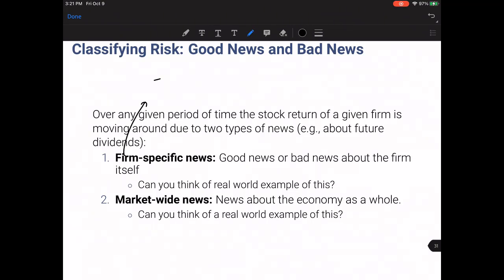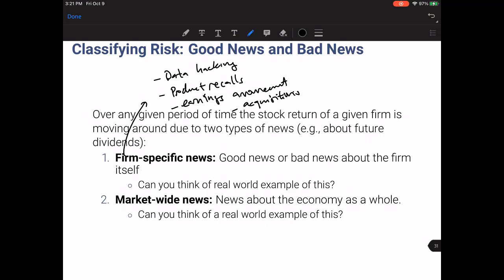So things like data hacking, product recalls, earnings announcements, acquisitions. These are things that impact that particular firm only and not necessarily any other firm. However, there are other things that impact everyone all at once. Okay, this is the kind of risk that cannot be avoided and is therefore undiversifiable, no matter how many firms you decide to add into your portfolio.